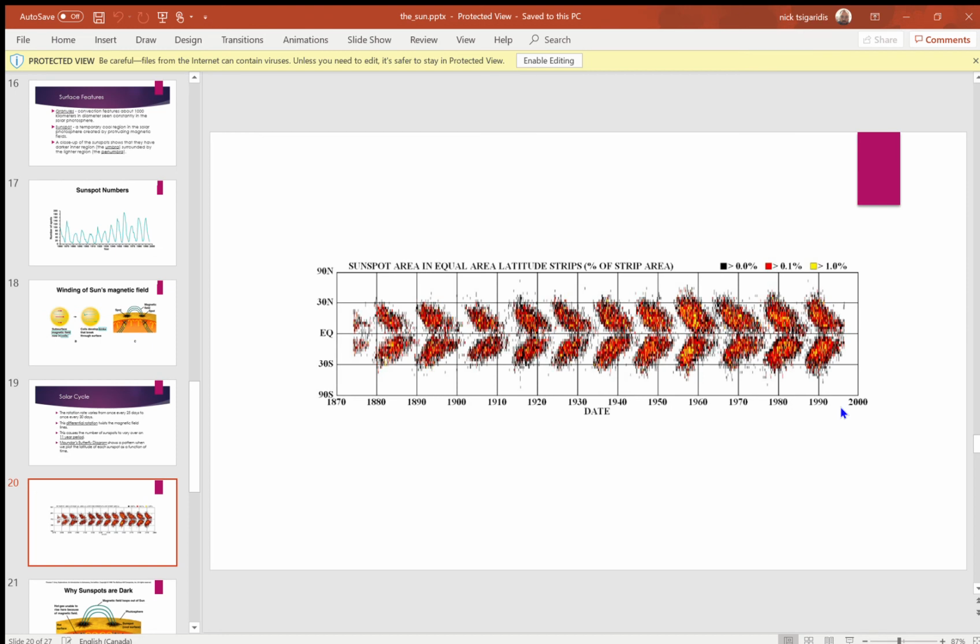So here's what you're looking at here. Here are your dates, all the way up to the year 2000, and here is the sun's equator, 30 degrees north, 90 degrees north, 30 degrees south, 90 degrees south, north and south of the equator of the sun.